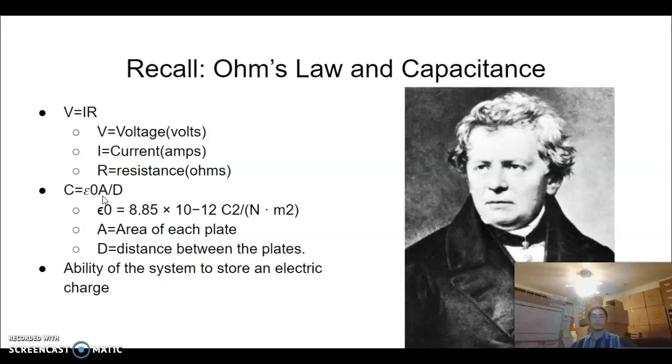Two very important concepts we covered earlier in the semester were Ohm's law and capacitance. Ohm's law is V equals IR, which relates the current and resistance to the voltage. And capacitance is equal to the permittivity of free space times the area of each plate divided by the distance between the plates. And capacitance is the ability of the system to store an electric charge.